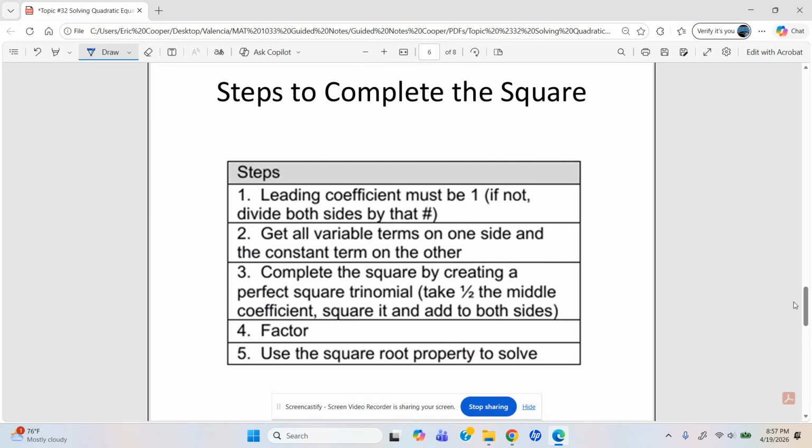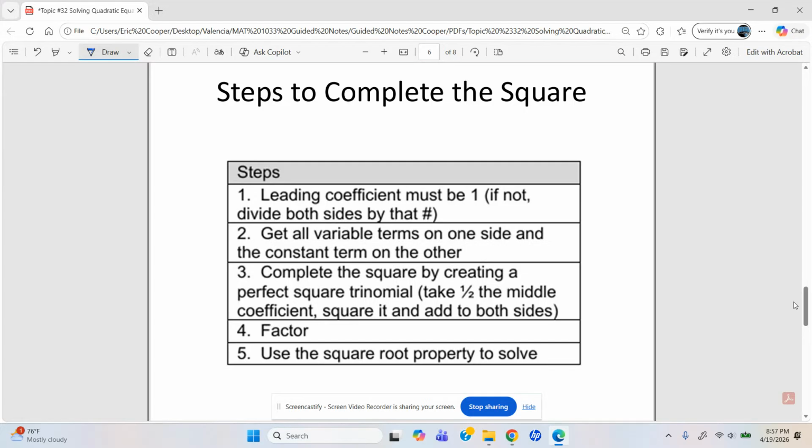Here are our steps for completing the square. The first thing we have to know is that the leading coefficient must be 1. If it's not, we'll divide both sides by that number. We'll show you a problem later on where the leading coefficient isn't 1 and what we can do. We want to get all the variables on one side and the constant term on the other. So we want one side with nothing but the variable, and the other side will have anything that doesn't have a variable with it. We'll complete the square by creating a perfect square trinomial.